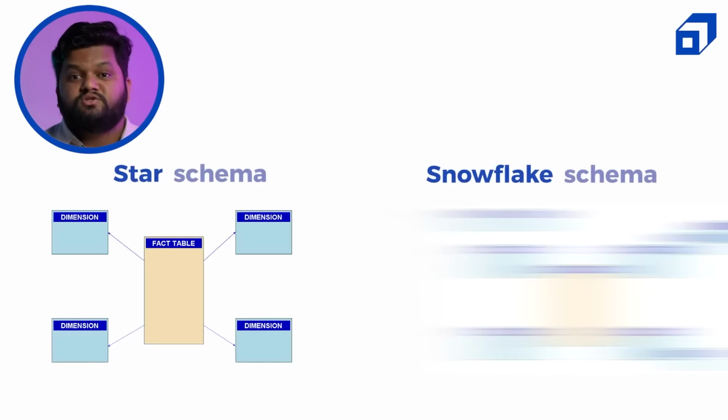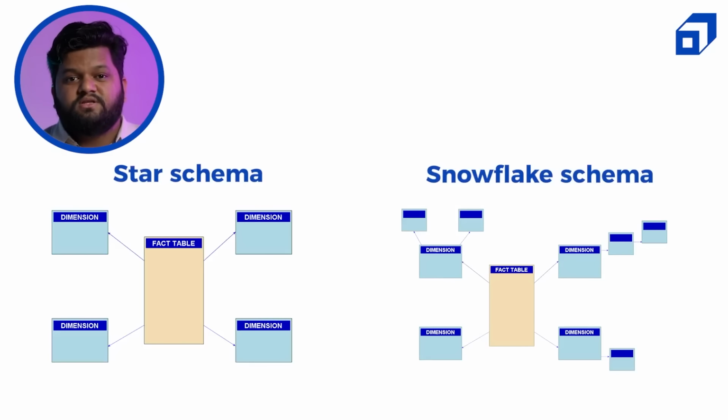and what is OLAP, what is OLTP, what is a fact table, what is a dimension table, what is the difference between star schema and snowflake schema. So these are some important things which are available in data warehousing concepts.